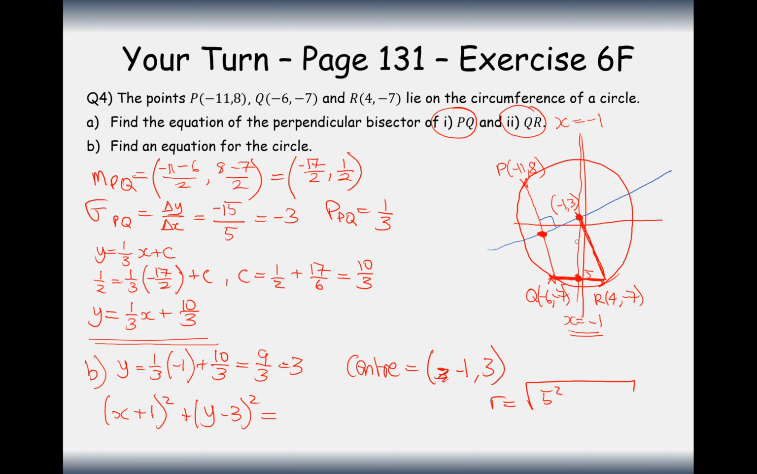Add the difference in the y coordinate here, that goes from 3 down to -7. That's a difference of 10 here. So it's going to be add 10 squared. And this is going to give us 25 add 100, so the square root of 125. And then the value that's going to go on the end of our equation here is r squared, so that's going to be 125.